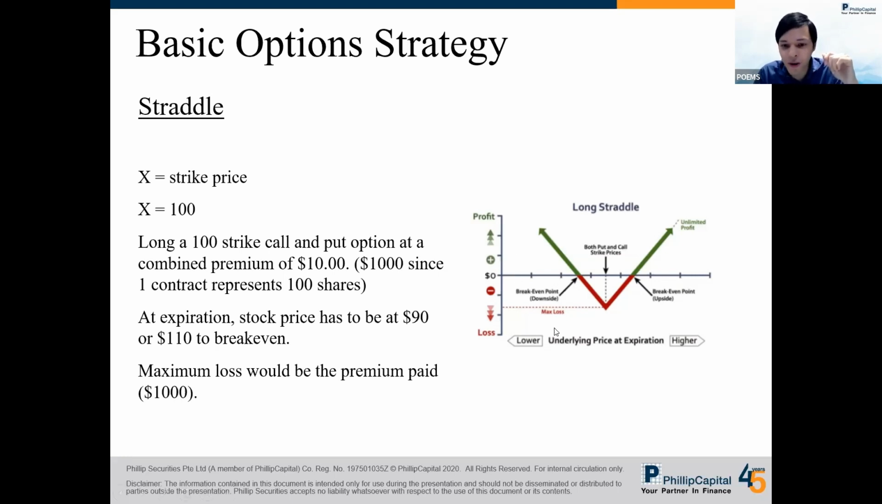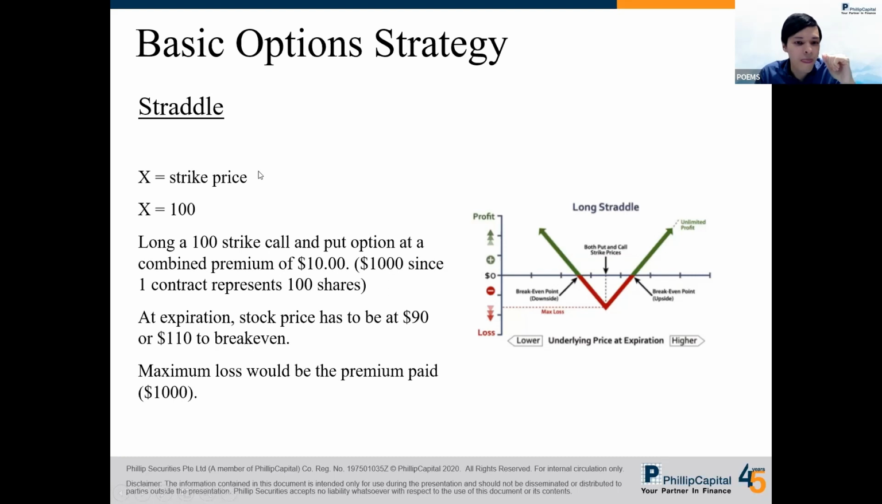On the right, for the graph part, your maximum loss would be the total amount of the premium paid for your call and put options. Also, your break-even price has to cover both the call and put options. And then you have unlimited upside and unlimited downside.